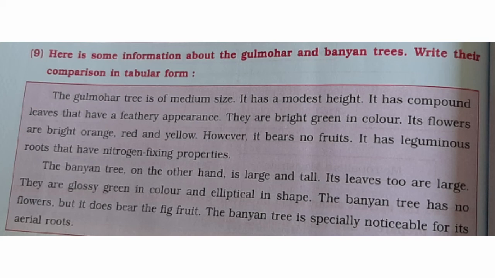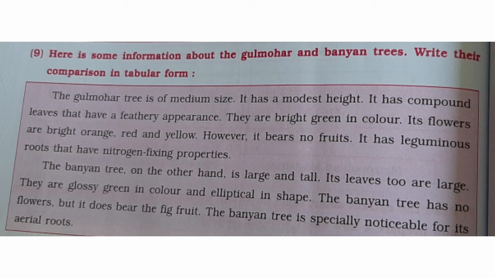And the vocabulary is known to you. The words which are used in the paragraph are familiar to you. They are suitable for your age group. So you can easily understand them. Okay. Now, what title should you write? Yes, definitely. Comparison between Gulmohar and banyan tree.